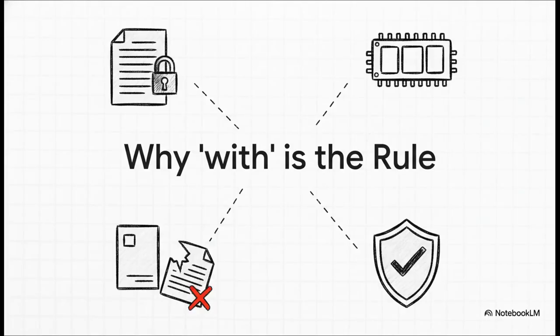So why is this such a big deal? Well, the with statement guarantees that your file gets closed, even if your code hits an error. And that little guarantee prevents all sorts of nasty problems, like memory leaks or even corrupting the file you are working on. It's not just about saving a line of code, it's about writing fundamentally safer, more reliable software.